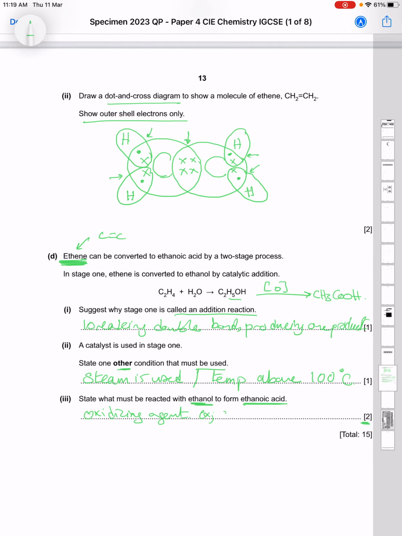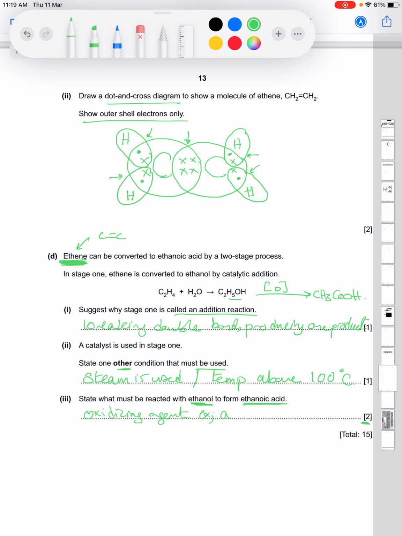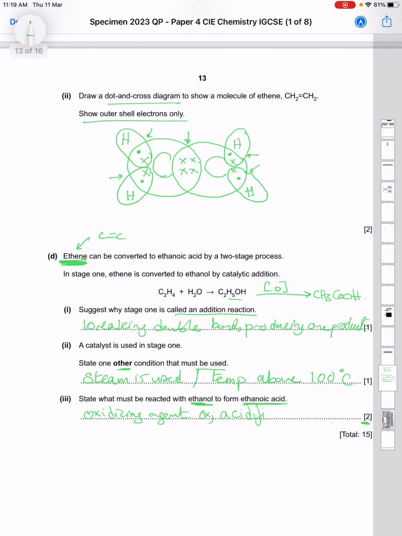So I would write here acidified. Don't forget the acidified, because many students forget this. Acidified aqueous potassium manganate. I can add as well the acidified aqueous potassium dichromate. So either or, all right?